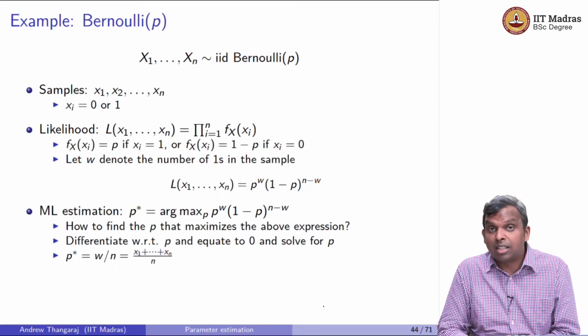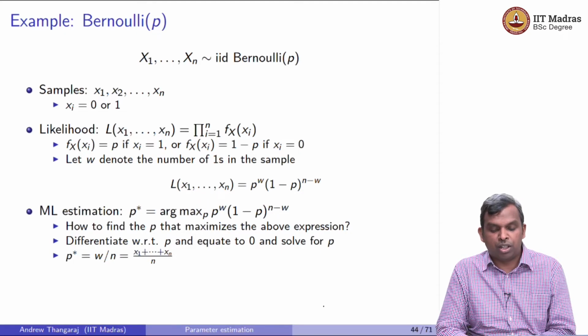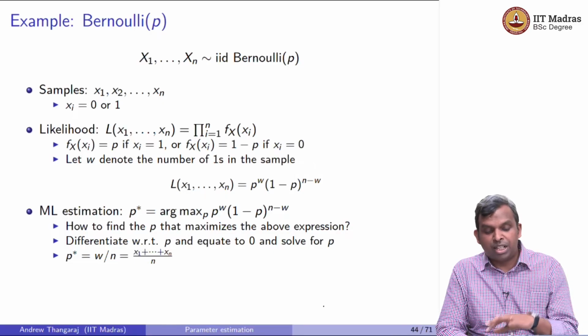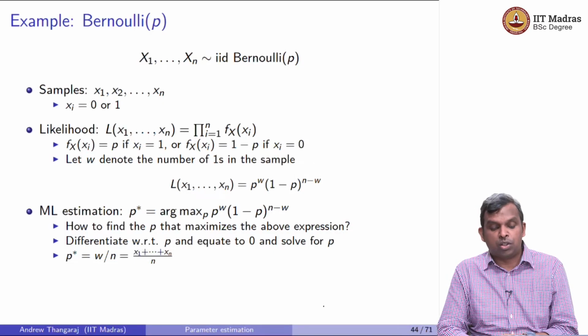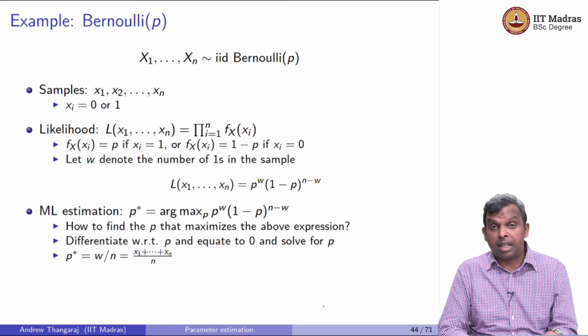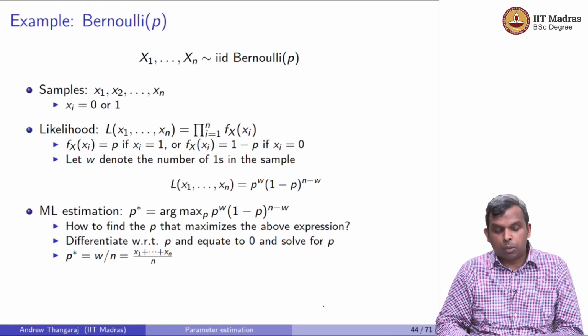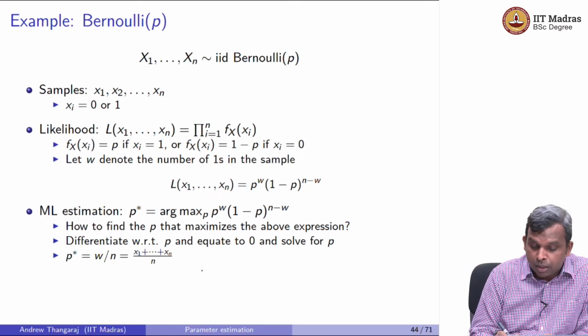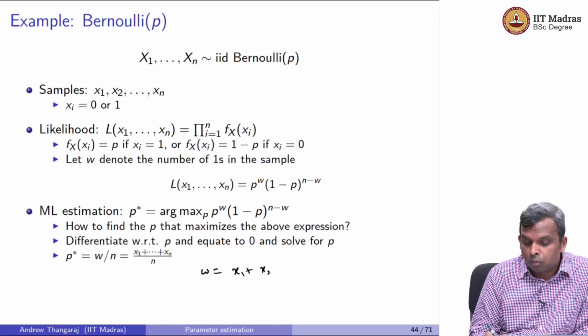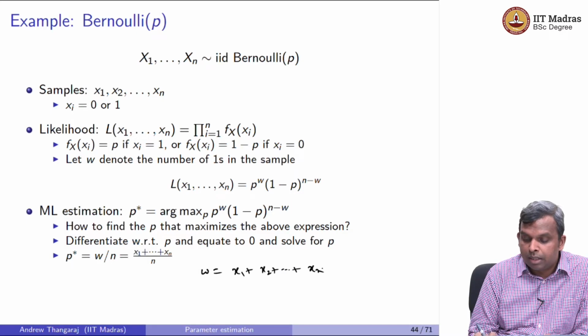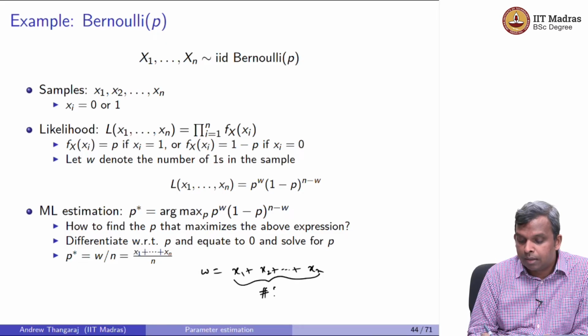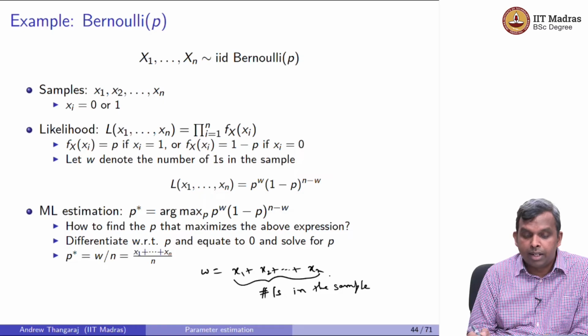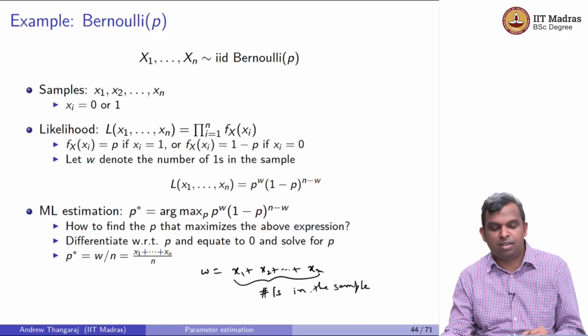So, the ML estimation asks for the argument of the maximum of this likelihood function. So, how do you do that? We go ahead, differentiate with respect to p and then equate to 0 and solve, and we get p star to be w by n. I just showed you how that was done, and that is equal to x1 plus x2 plus xn divided by n. How did I get this? Why is w equal to x1 plus x2 plus so on till xn? You can see this is exactly the number of 1s in the sample, right? Because xi is 1 or xi is 0. If you just add everything, you will get the number of 1s in the sample. Okay, so it is easy enough.